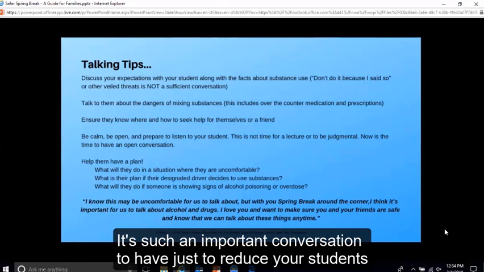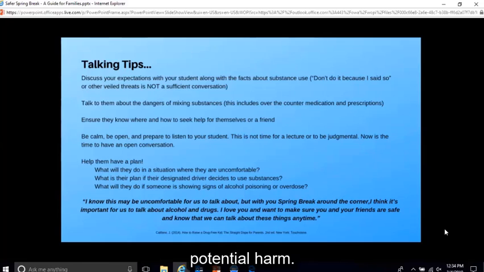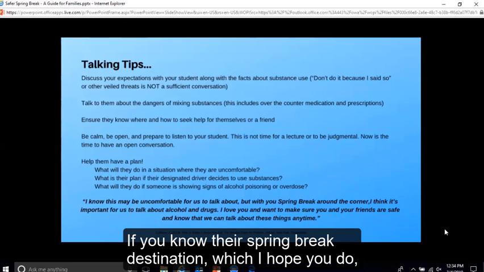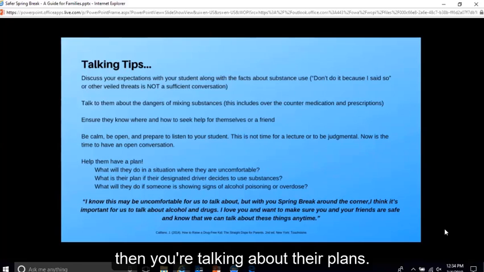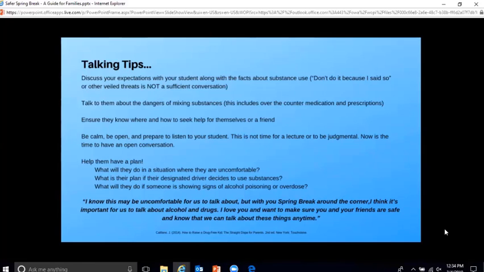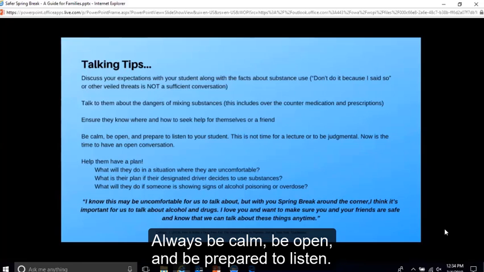It's such an important conversation to have, just to reduce your students' potential harm. Ensure that they always know where and how to seek help for themselves or a friend. If you know their spring break destination, which I hope you do, then you're talking about their plans. What if you need help? Where do you go? Where's the nearest emergency room? And things like that. Always be calm, be open, and be prepared to listen.